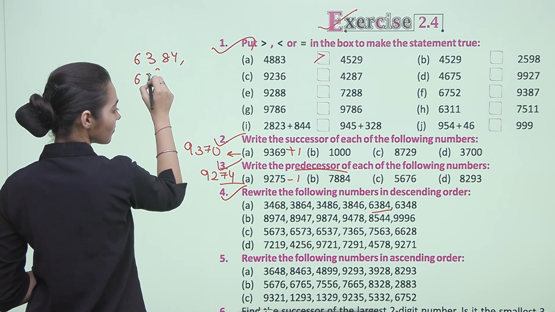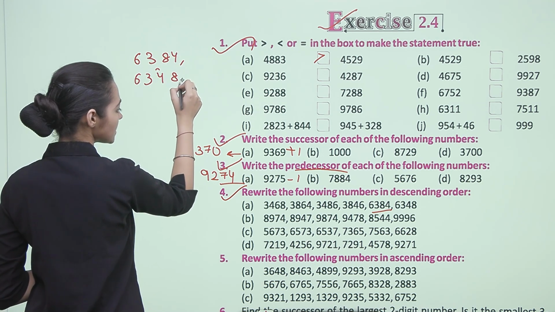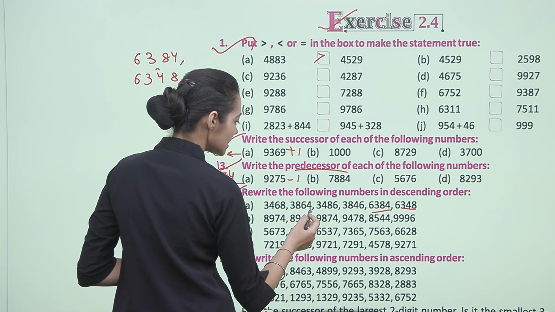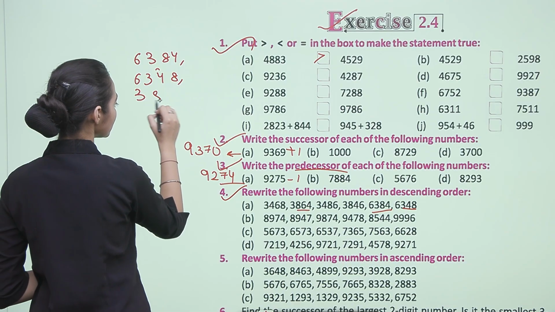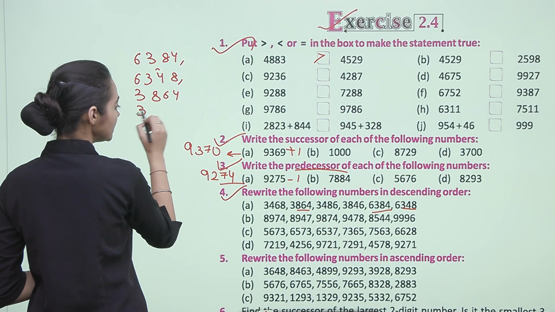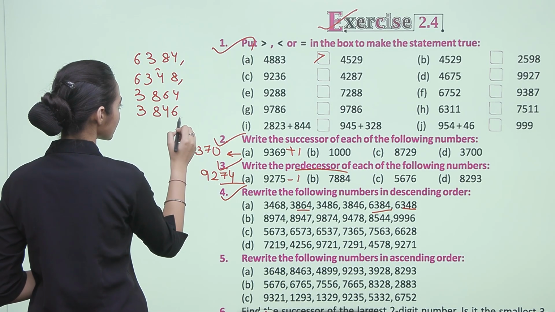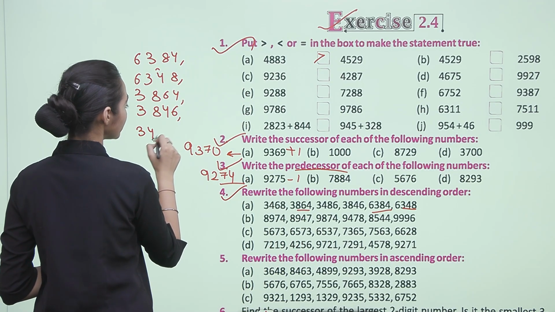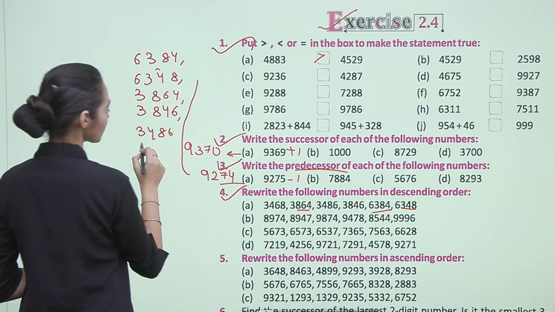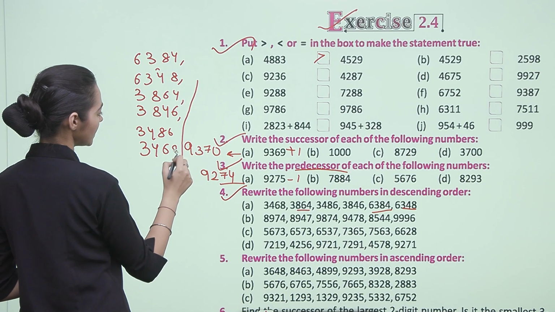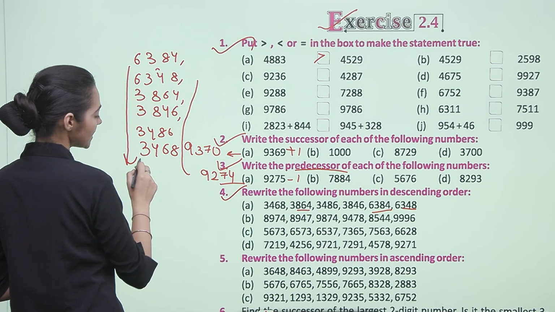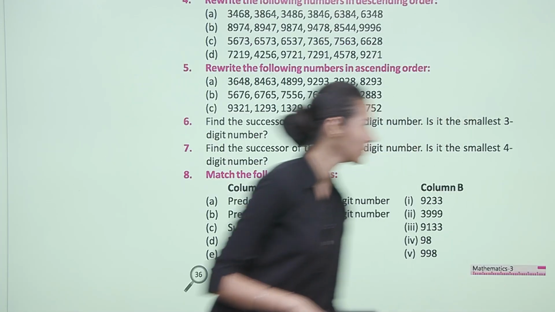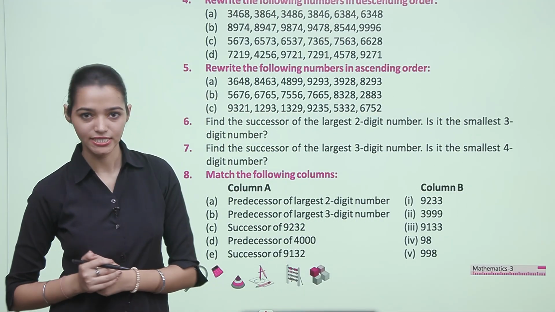After that, the next number will be 6348. After that, the next greater among all these is 3864, then 3846. After that, it will be 3486, and the next one will be 3468. That's how we write all these numbers in the descending order, and if you reverse it, then it will be in the ascending order as well.